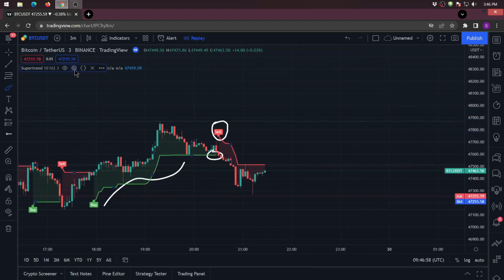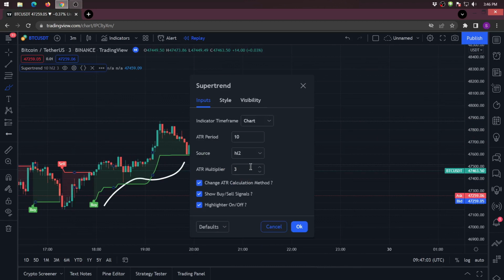Supertrend is based on the ATR indicator, and it is basically built with two parameters. One is the ATR period and two is the ATR multiplier. The default ATR period value is 10 and the default ATR multiplier value is 3. You can also change the values and backtest. It has a chance of improvement, but in my opinion the default setting is enough for trading.